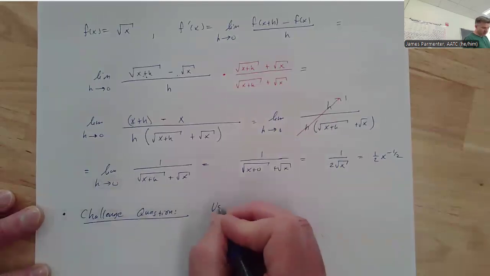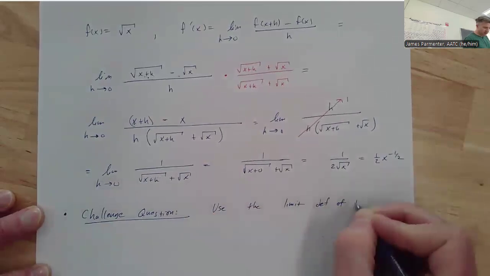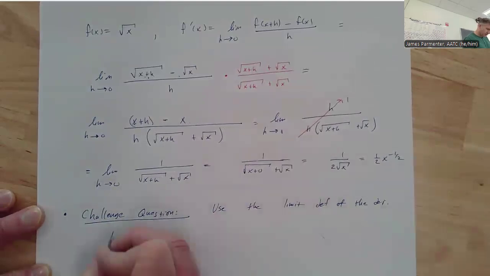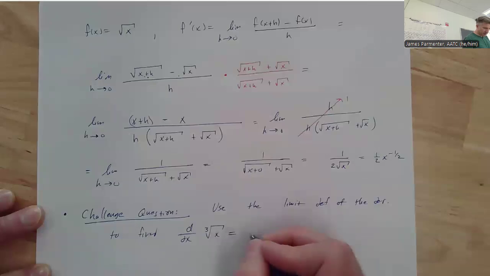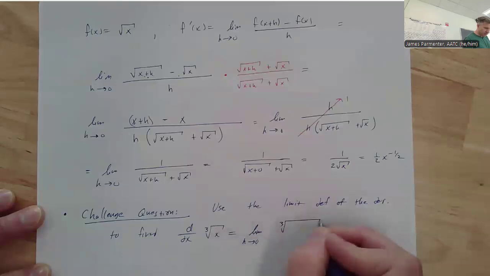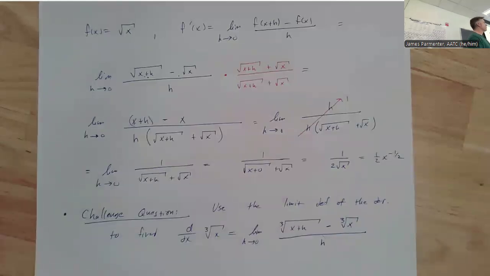Use the limit definition of the derivative to find the derivative of the cube root of x, or x to the 1/3, which is the limit as h goes to 0 of the cube root of x plus h minus the cube root of x, all divided by h. If you want a challenge, that's a challenging question. If you're curious about it, come see me in office hours.